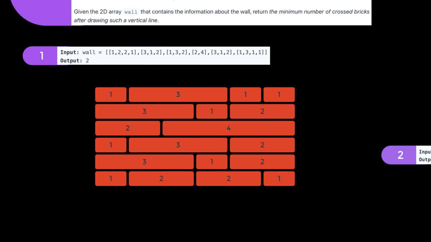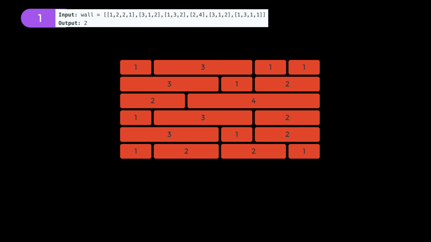Okay, going back to the wall in the first example, just by visually looking at the wall, how could we find that the minimum number of bricks crossed by a vertical line is 2? There are many possible vertical lines that we can draw, but most of them actually cross a brick in every single row. And our goal is to minimize the number of bricks crossed, so what we should do is only consider vertical lines that cross edges.